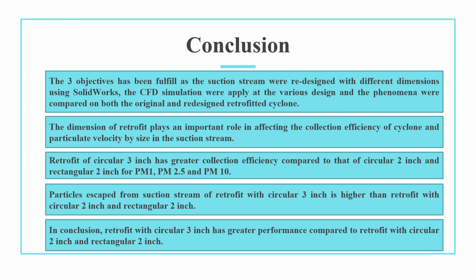And the retrofit of circular 3-inch has greater collection efficiency compared to that of circular 2-inch and rectangular 2-inch for PM1, PM2.5 and PM10. Particles escape from suction stream of retrofit with circular 3-inch is higher than retrofit with circular 2-inch and rectangular 2-inch. In conclusion, retrofit with circular 3-inch has greater performance compared to retrofit with circular 2-inch and rectangular 2-inch.